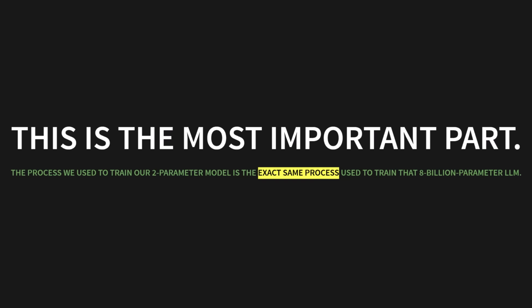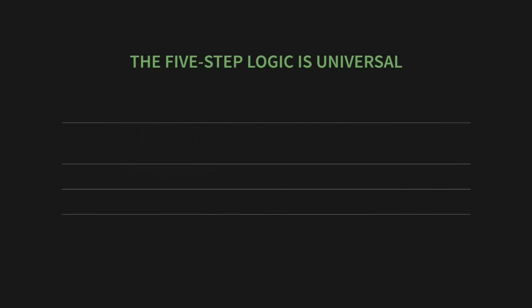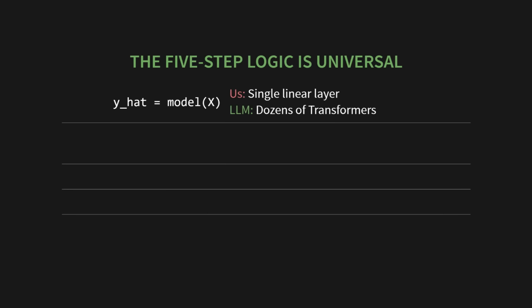The 5-step logic is universal. Let's break it down. Step 1. Y hat equals model of X. For us, that model was a single linear layer. For the LLM, it's dozens of transformers. But the call is the same.